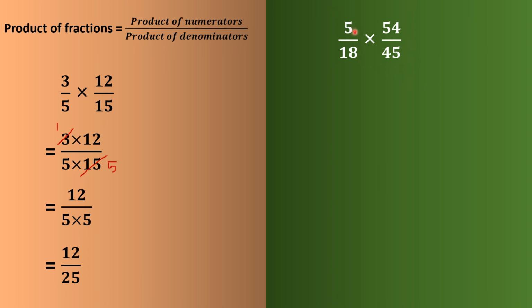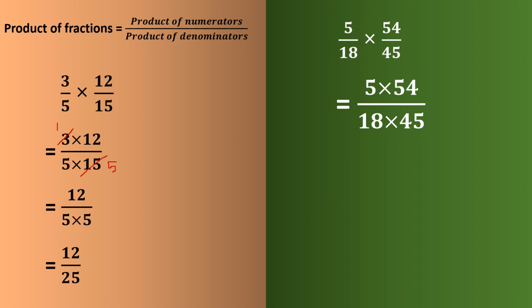Here numerators are 5 and 54 and denominators are 18 and 45. So we will multiply 5 multiply 54 and 18 multiply 45. Now again we can observe the numerators and denominators and we will find out the common factor. So here we can say that 5 and 45 both have common factor, which is 5. So we can divide 5 and 45 by 5, and 18 and 54 we can divide by 18, because 18 is a common factor of 54 and 18.